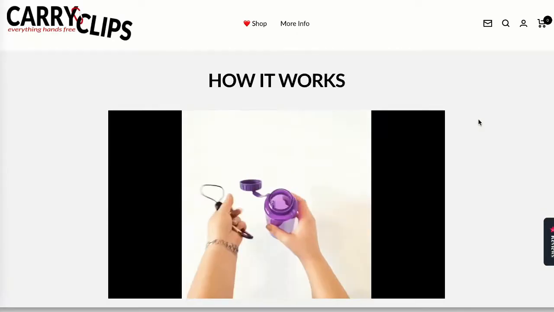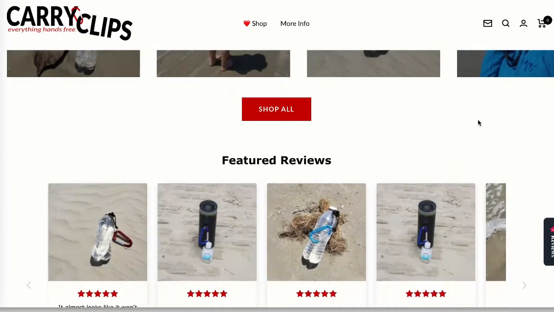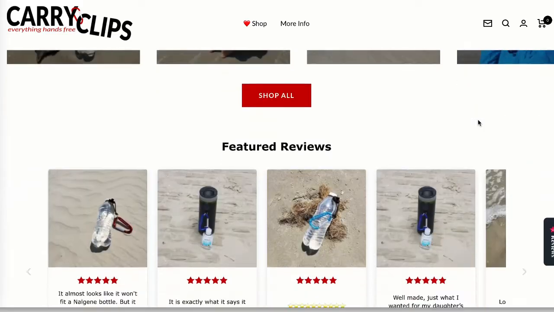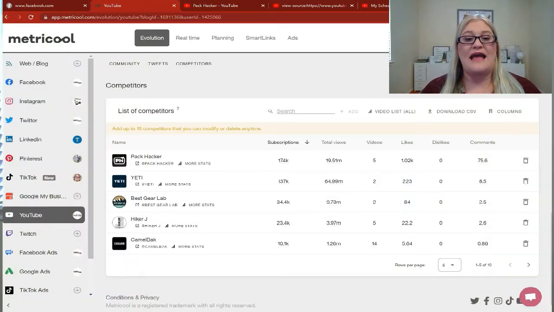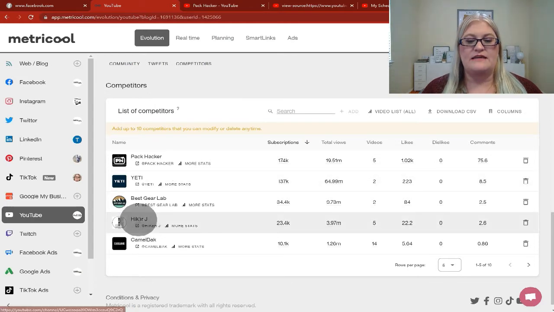For me, that's why I have Pack Hacker. So for Carry Clips, which is my brand, I do water bottle holders, phone holders. They are specifically geared towards travelers or people that like the outdoors. So Pack Hacker is a site that's all about travel. Hiker J is another coordinating brand. This is a gentleman who does reviews about different things that you could use while you're hiking, so different products. So these are coordinating brands.